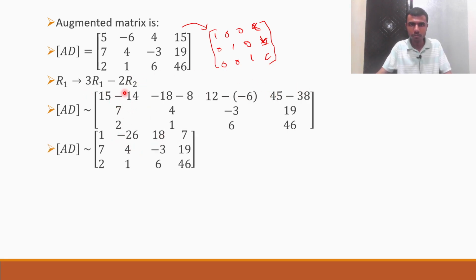You'll get this. Minus 18 minus 8 is minus 26. 12 minus of minus 6 means 12 plus 6, which is 18. And 45 minus 38 is 7. Hope everything is clear up till now. Now I got a 1 here. I told you, right, I need two zeros below. How am I going to get it? Using this one, I'm going to get my zeros.